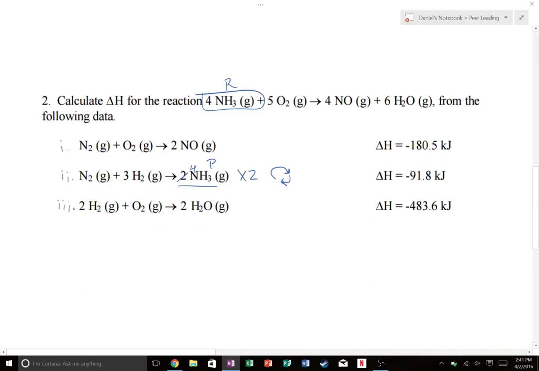Okay, so let's continue with the next reactant over here, which is 5 oxygen gases. And we notice that there is oxygen gas in 2 places in our reactions. I'm sure all of you know that there are several ways to add up to get 5. So this right here can be 3, this one can be 2, this one can be 4, and this one could be 1. There are several ways to do this. We don't quite know yet.